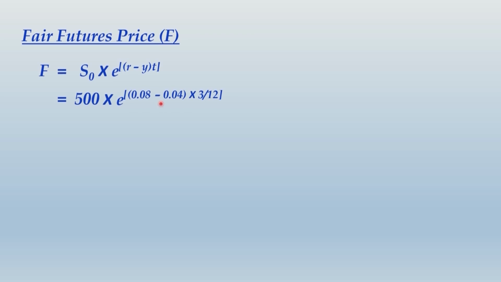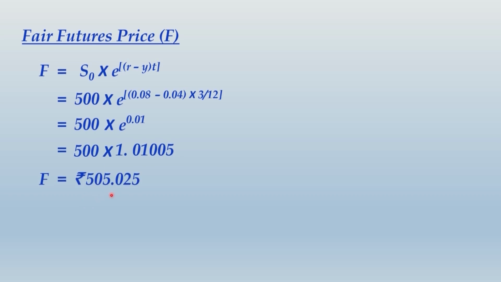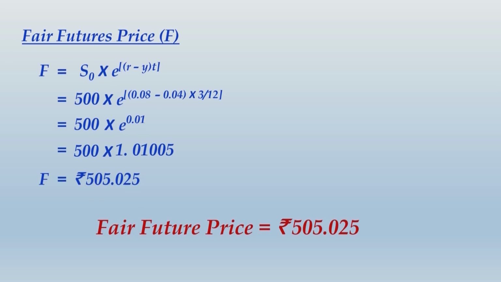So when you take 0.04 into 3 by 12, it will finally give you e raised to 0.01, whose value is given to you in the question as 1.01005. Multiplied to 500, it gives you 505.025. So we can declare the fair futures price is 505.025. Please take note of these calculations, and then we formulate the arbitrage strategy. Alright friends, let us move ahead.